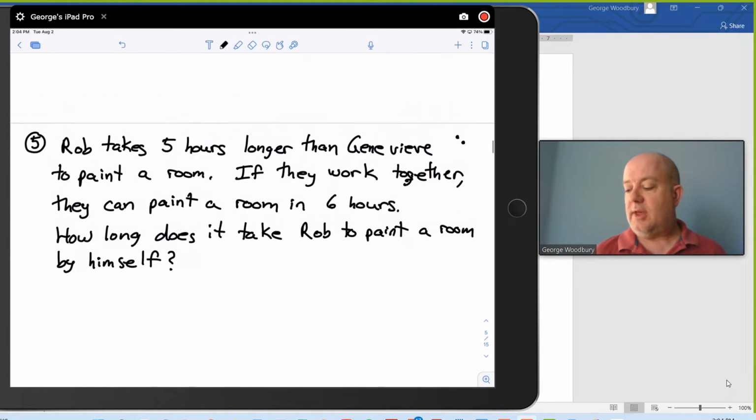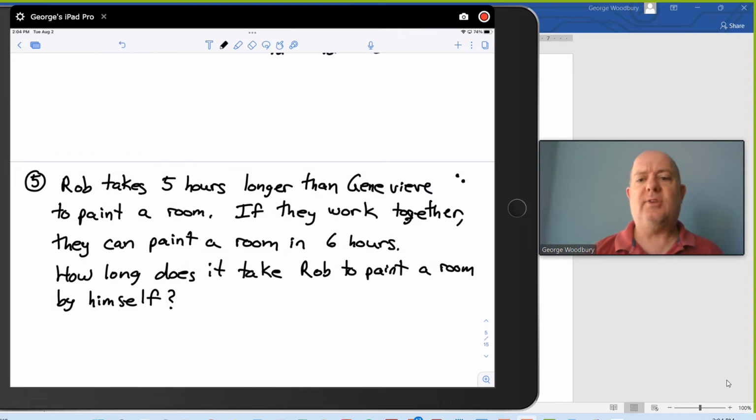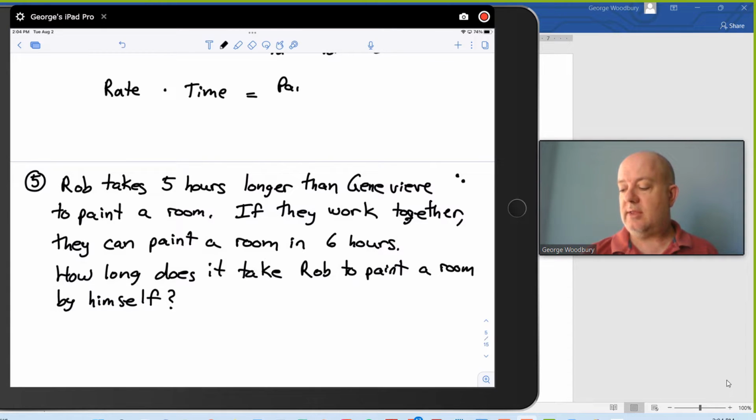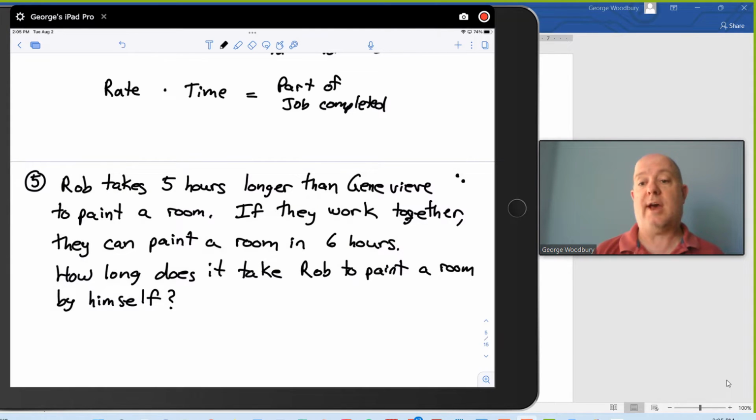In this problem, the idea, let me write it up here, is if you take the rate that a person or a machine works at, multiplied by the time that they work, you will get the part of the job completed. Now these typically will have two or more people or machines doing a certain task, and at the end the task will be completed, so the portion of the job completed will add up to equal 1 for the different individuals, and that's where our equation will be.